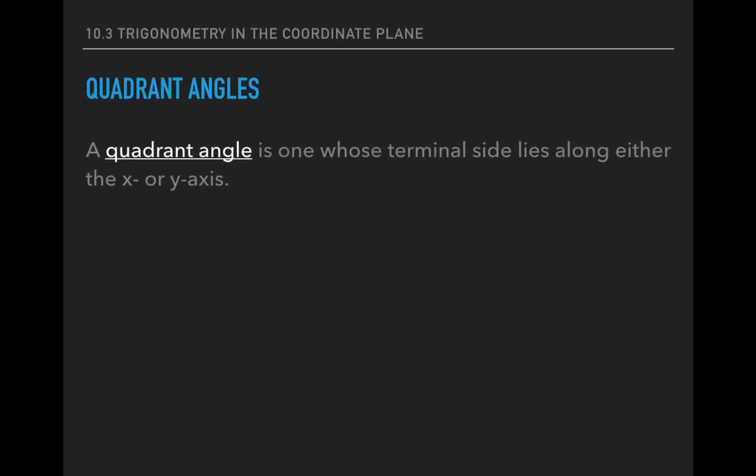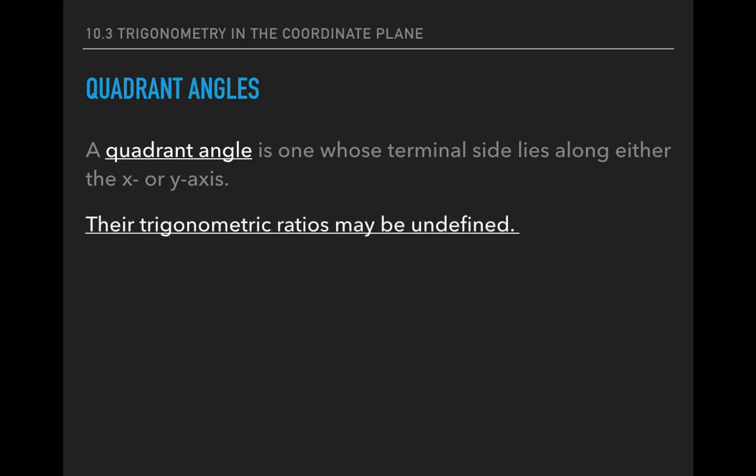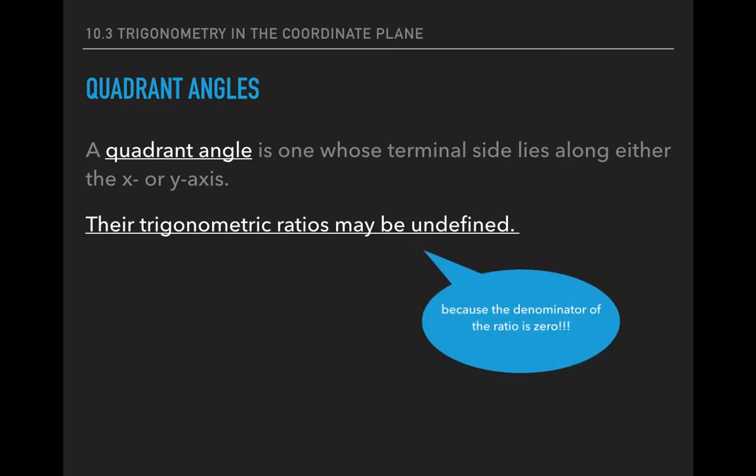Now, that was fairly simple because we were able to create a triangle, but there are scenarios when you sketch an angle and you can't create a triangle. That occurs when you're working with a quadrant angle. It's going to be when your terminal side is actually landing on one of your axes. Oh, yes, and their trig ratios may be undefined. The reason being is that in your denominator, you could potentially be dividing by 0.